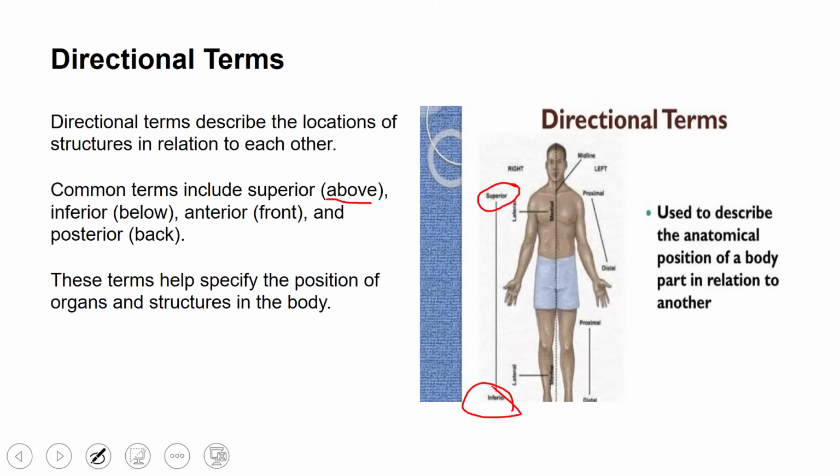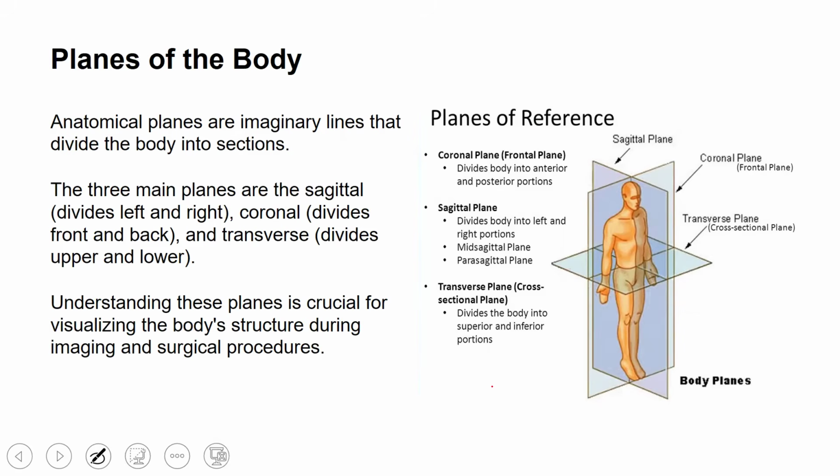So you want to indicate the direction of something. So you can say inferior of the kidney, anterior of the liver, posterior of the liver, superior of the liver. These are the terms used in directional terms: inferior, anterior, superior, and posterior. The next thing is planes of the body. Anatomical planes are imaginary lines that divide the body into sections.